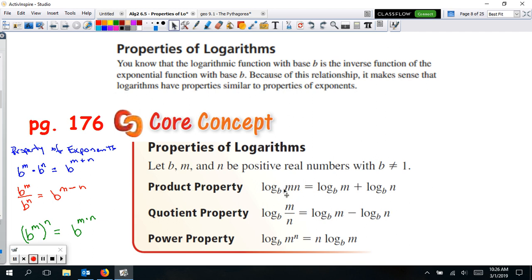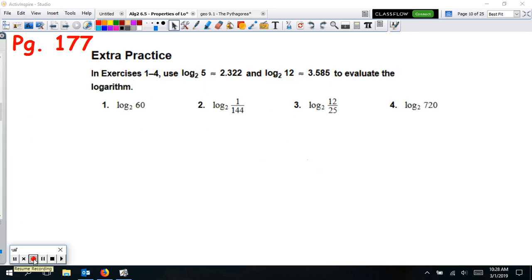So this is a single logarithm. This is an expanded form with several logarithms in it. And so we would sometimes condense, sometimes expand using these properties.